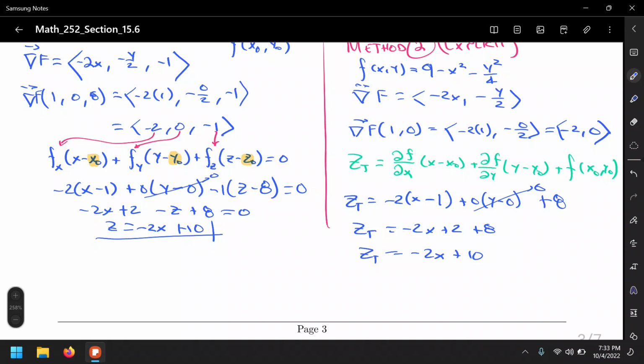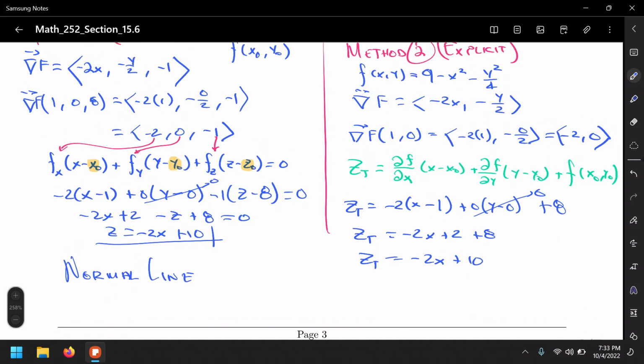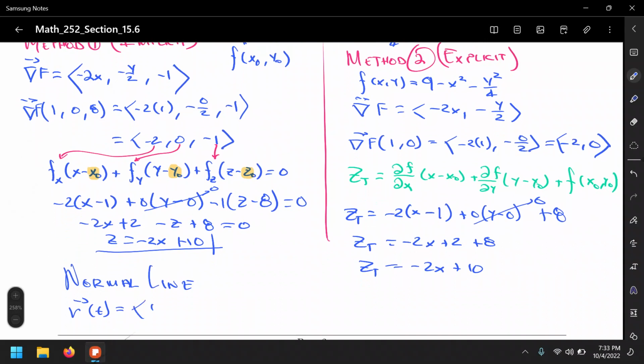So for the normal line, I don't have it on my notes, but it's very easy to get. Number one, it's going to be r of t. So that's the initial point which corresponds to the vector 1, 0, 8, plus t times the gradient evaluated at the point, which in this case is negative 2, 0, negative 1.